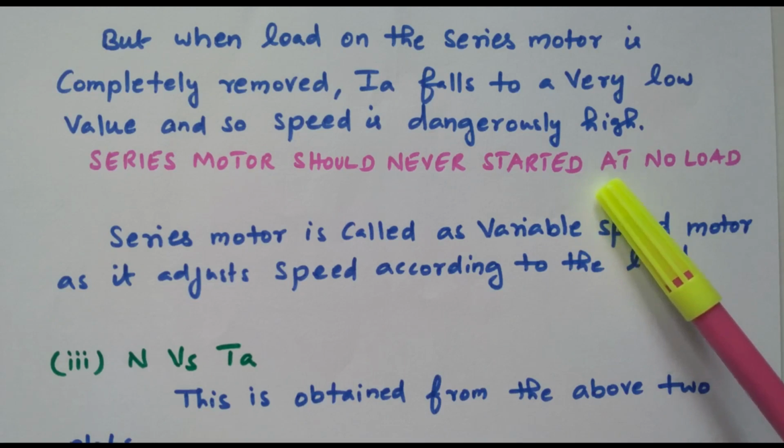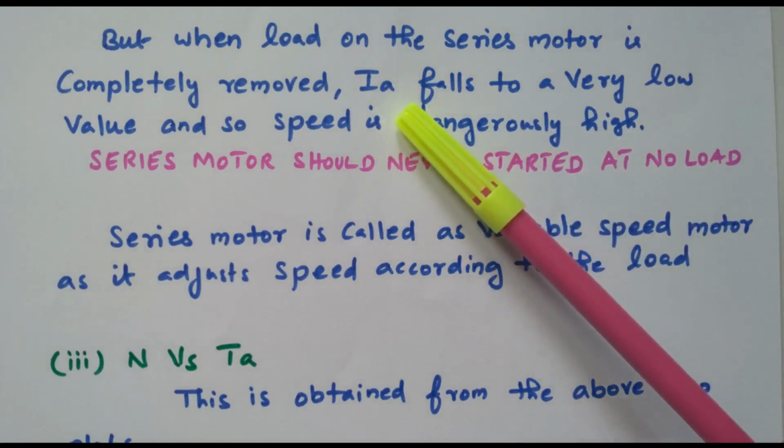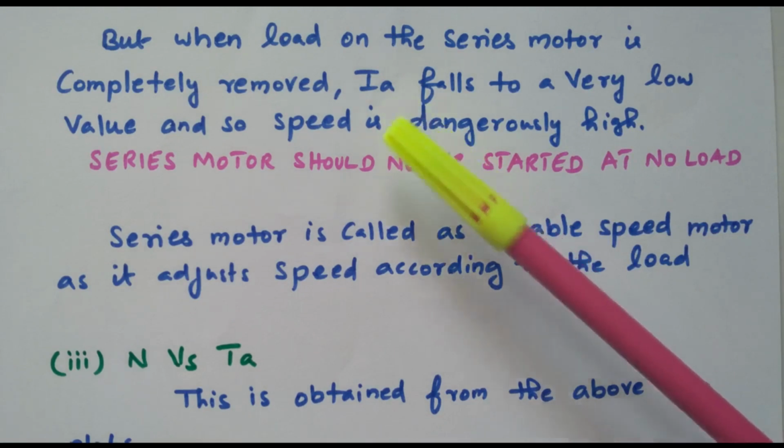If it is no load, Ia falls to a very low value, and the flux is also a very low value. The flux is very low, so the speed will be very high.